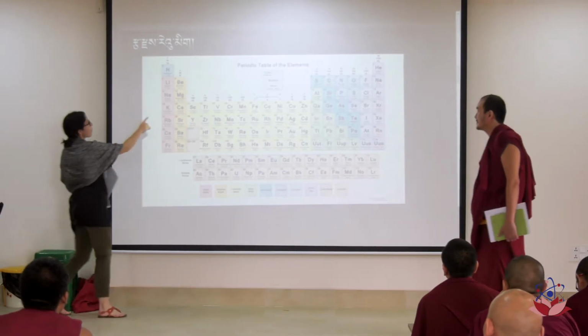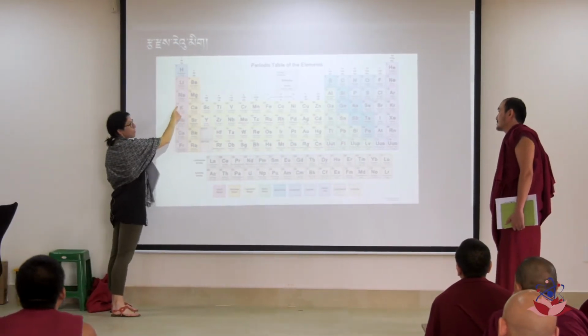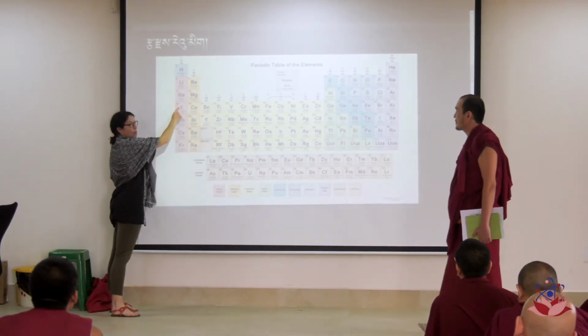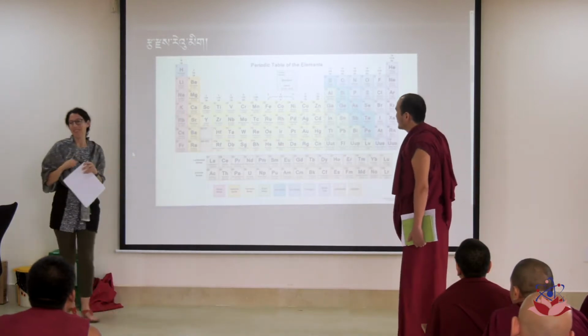In the top left corner of each square is a number. That's the atomic number, which is the number of protons in that nucleus.